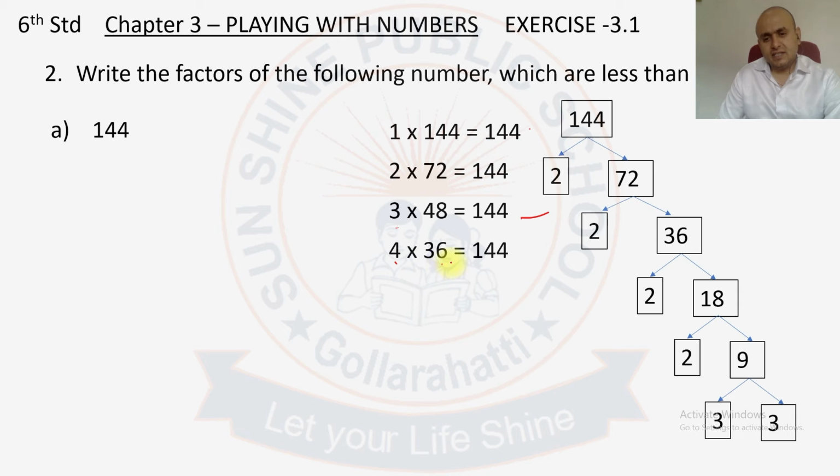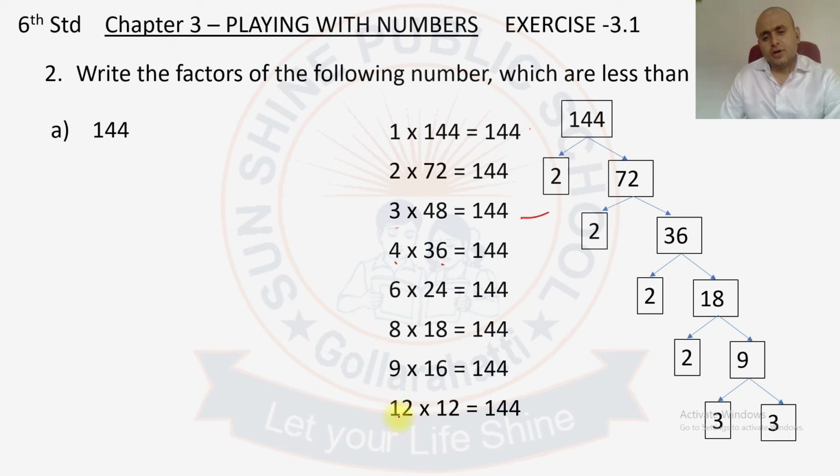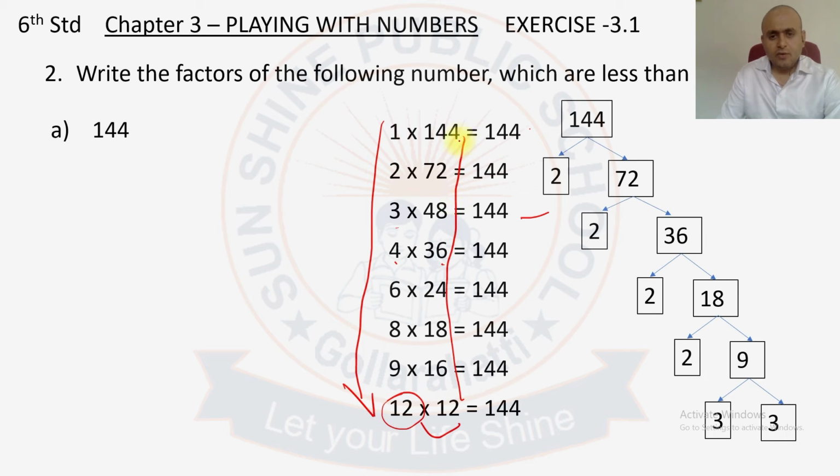4 into 36 is 144. 6 into 24 is 144. 8 into 18 is 144. 9 16s are 144. 12 12s are 144. So 12 ಬಂದಿದೆ. 12 ಇಂದ ನಮಗೆ ಜಾಸ್ತಿ ಬಂದ್ರೆ 12 ಇಲ್ಲಿಂದ ರಿವರ್ಸ್ ಆಗುತ್ತೆ. That means these are called the factors. ಇಲ್ಲಿಂದ ಇಲ್ಲಿವರೆಗೂ ಫ್ಯಾಕ್ಟರ್ಸ್ and ತಿರ್ಗಾ ಇಲ್ಲಿಂದ ಇಲ್ಲಿವರೆಗೂ ಒಂದು ಫ್ಯಾಕ್ಟರ್ಸ್.